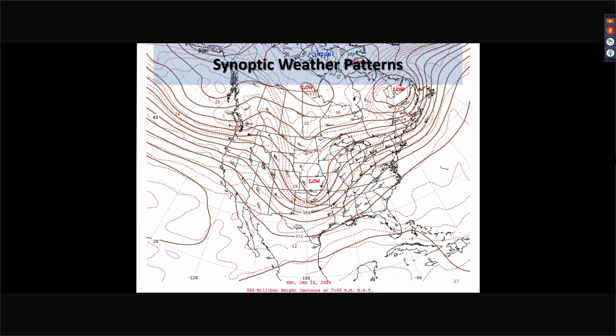Okay, so in order to answer the question of why some storm systems are stronger than others, when we're talking about upper air patterns, we quite often talk about the synoptic weather pattern. And a synoptic weather pattern is usually on the scale of hundreds of miles.